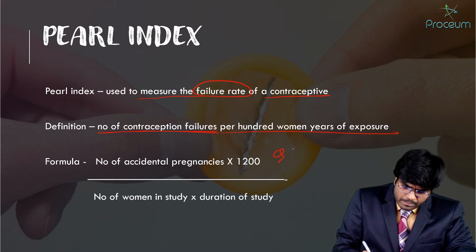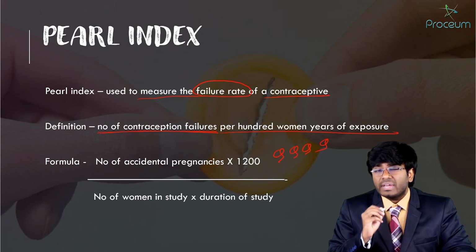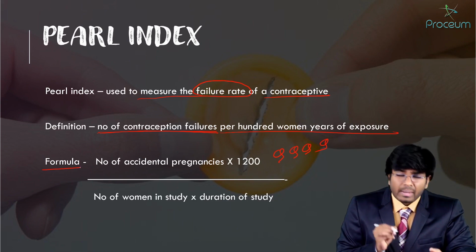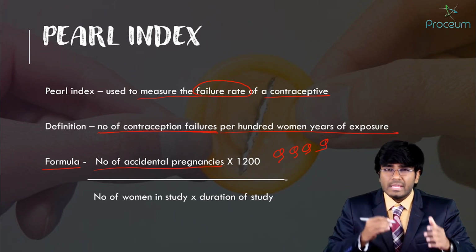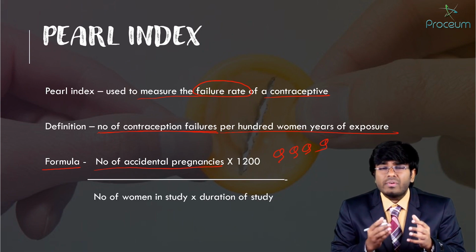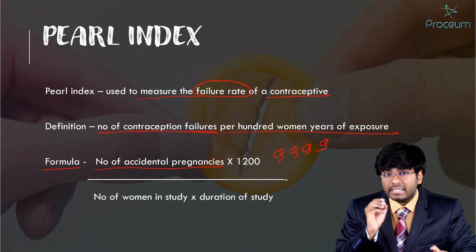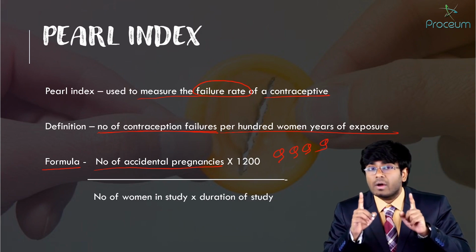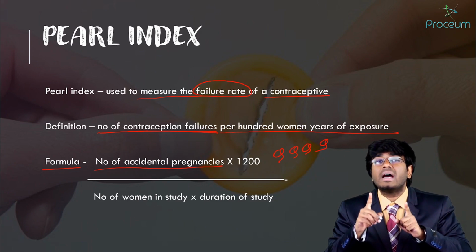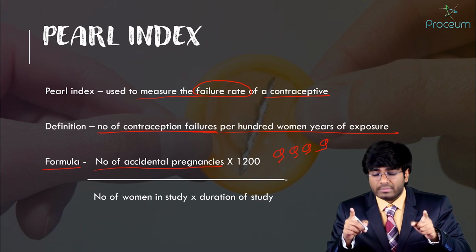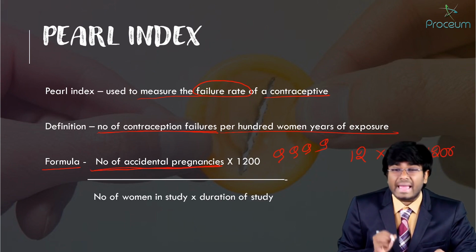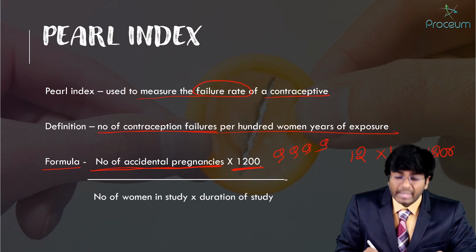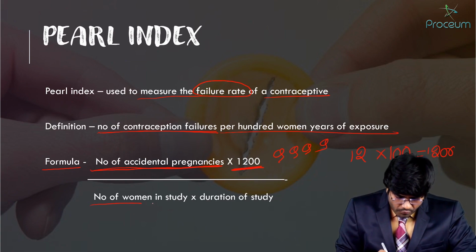Now let's see an important formula for the exams, the Pearl index formula. It's the number of accidental pregnancies that happened. Even with the use of a contraceptive, how many accidental pregnancies happened, and in how much time period? We have already seen, in 100 woman-years. Usually there are 12 months per year, so 12 into 100 years is 1200 months. So how many accidental pregnancies happened in 1200 months, divided by the number of women in the study?